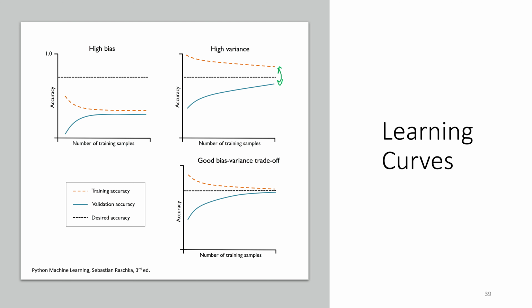So overall, we want our model to have close to our desired accuracy, meaning overall a high accuracy, and the training and the validation curves should be close to each other at the end. They should converge to each other at the end. Okay, that's the idea of learning curves.